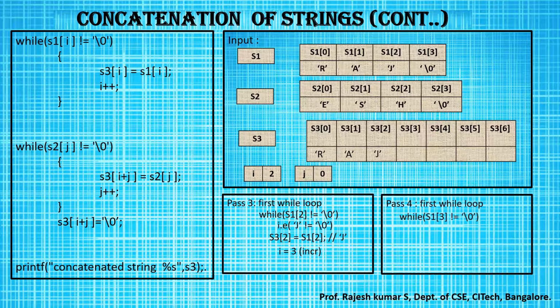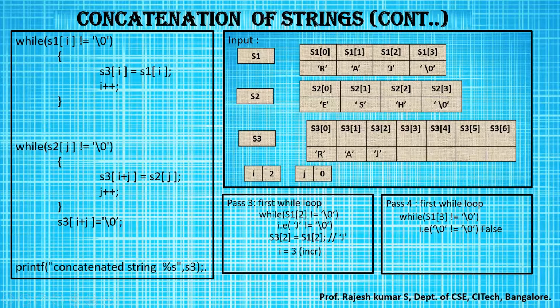In the fourth loop, we are checking S1 of 3 not equal to null. What is S1 of 3? Null. So is null not equal to null? False. The condition is false. By this, we tell that we have finished reading the S1 array. We have completed reading the S1 array. When the condition becomes false, we'll come out of the while loop.